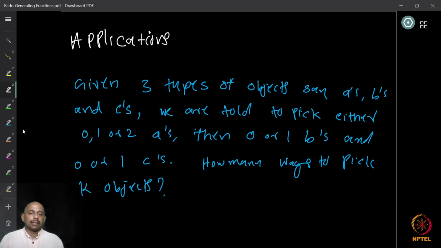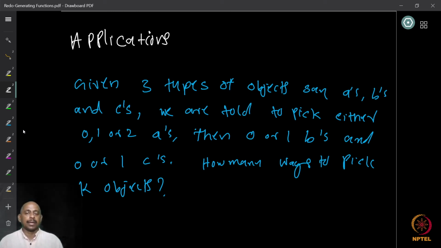Okay, let us look at a couple more applications, more from the real world type questions. So let us say that we have 3 types of objects given, right? Let's say A, B, and C. Now, given these 3 types of objects, we are told to pick, let's say, either 0 or 1 or 2 A's, then 0 or 1 copies of B's, and 0 or 1 copies of C.